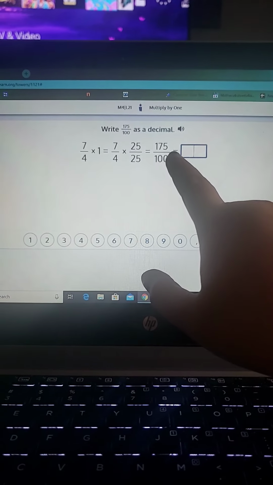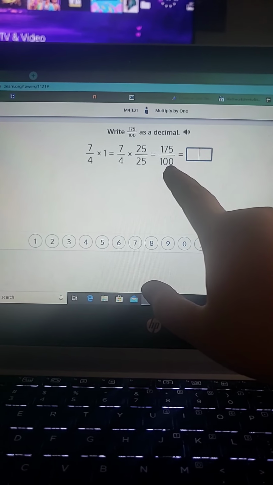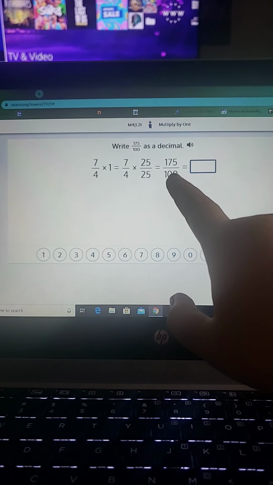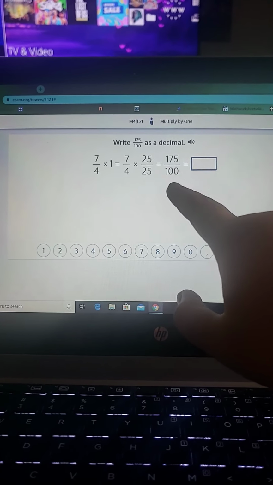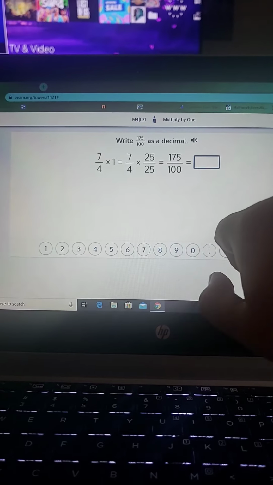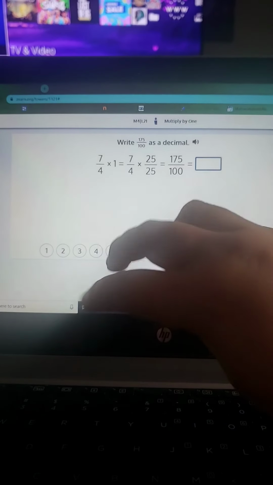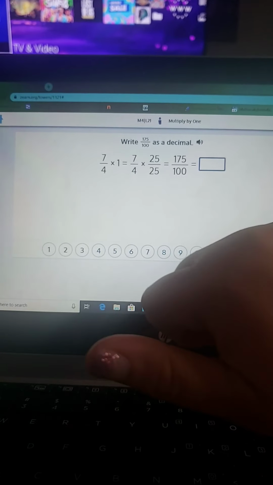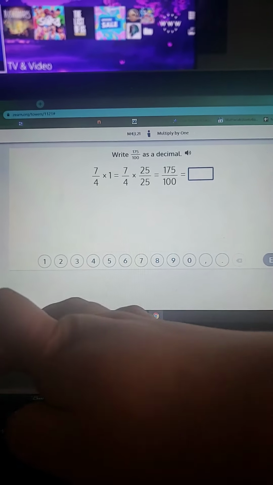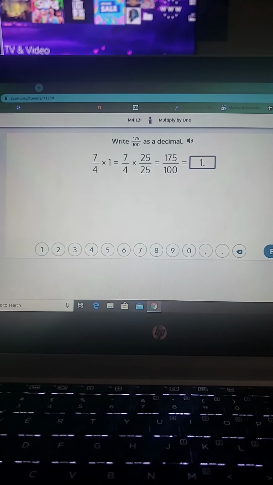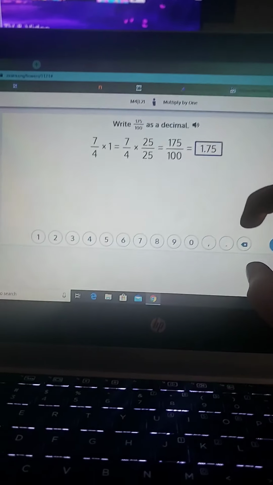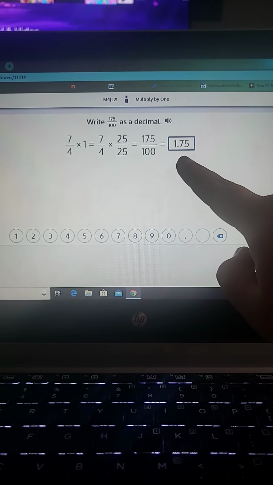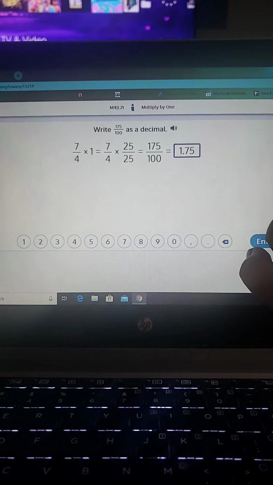Now 100 has 2 zeros, which means I'm going to have 2 numbers behind the decimal. So 175 has 3 numbers, but I want 2 of those behind the decimal because there's 2 zeros in 100. So I'm going to take my 1.75. Whatever yours may be, you're going to take those 2 numbers, make sure that there's 2 numbers behind the decimal. Okay?